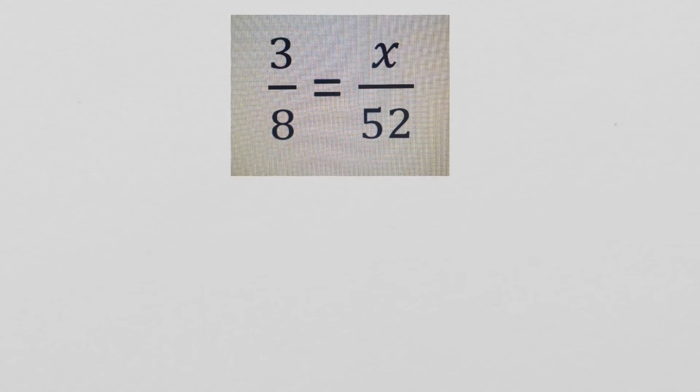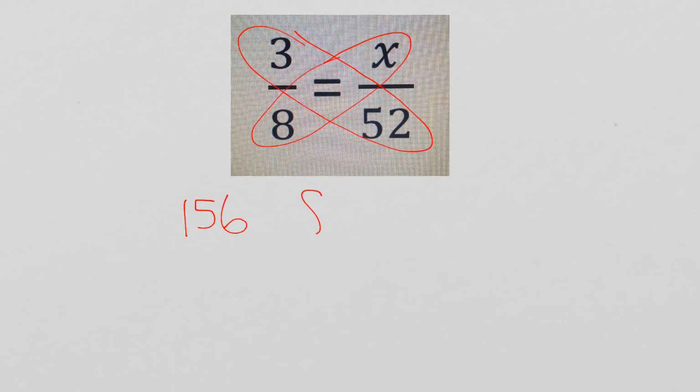The first step is to multiply the two diagonals. So the first thing I'm going to do is 3 times 52 right here. 3 times 52 is 156. And then I'm going to multiply the other diagonal. 8 times x, that's going to give me 8x. So that's step 1, multiply those two diagonals. Step 2, I set those two cross products equal to each other. Remember, product is the answer to a multiplication problem. That's why we're calling them cross products.